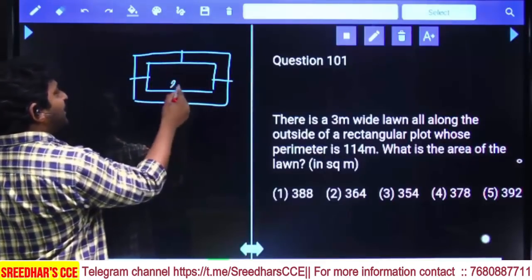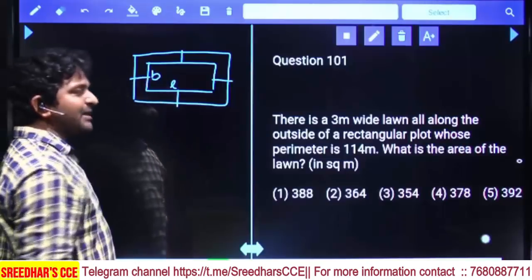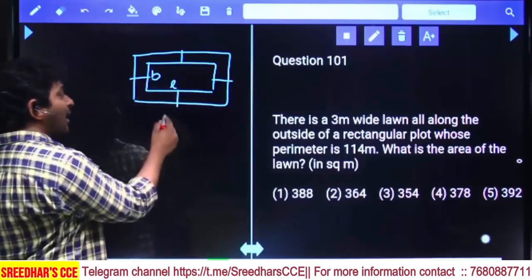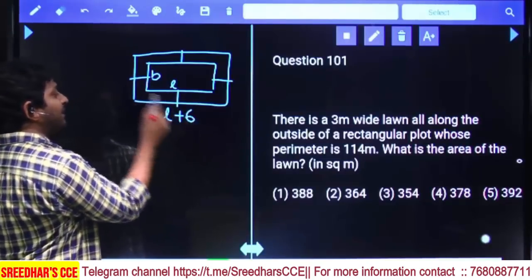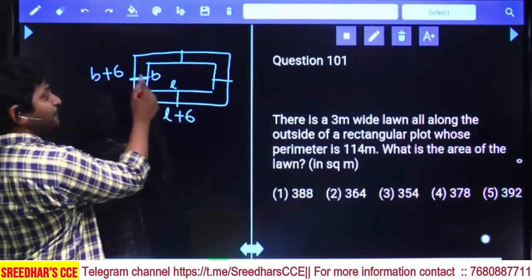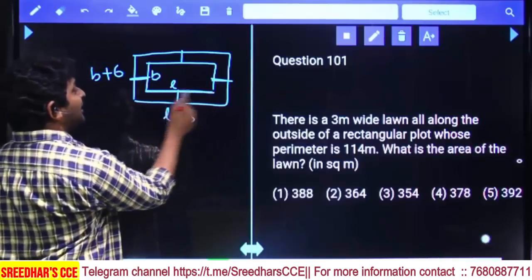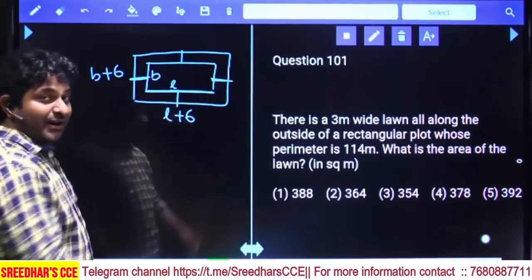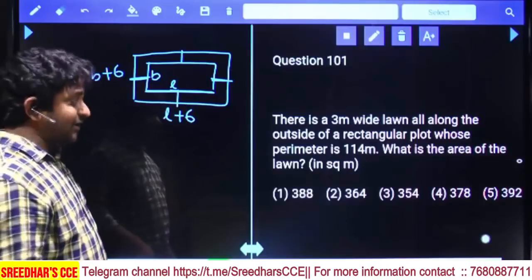Now, if the inner rectangle measurements are length L and breadth B, the outer rectangle length and breadth become L plus 6 and B plus 6, because this is 3 and this is 3. Total, to the length we have to add 3 plus 3, 6. In the same way we have to add for breadth also.